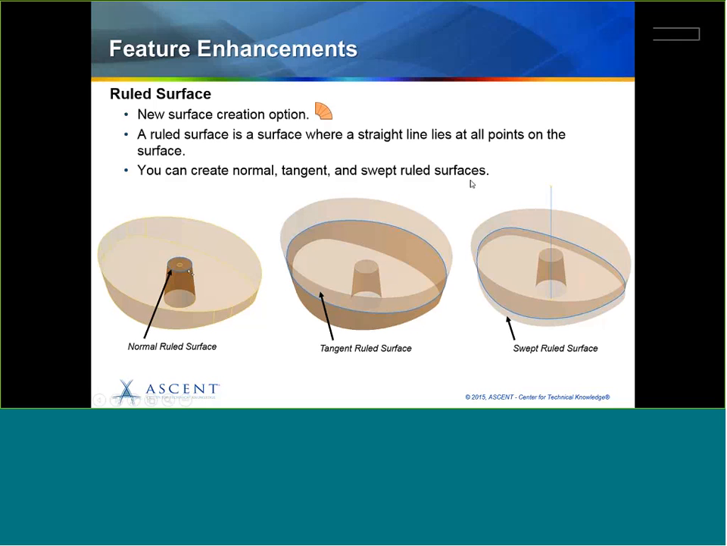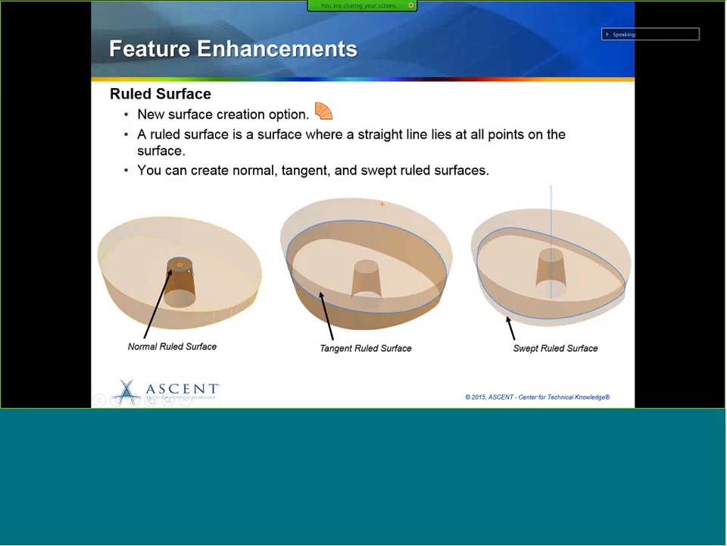And I've got 3 examples shown here. The first one is normal, so the one on my left here, I've got this normal surface that was created right in here. And to create that, all I have to do is select an edge reference, and it will then create my surface normal to the surfaces that make up that edge that I selected.